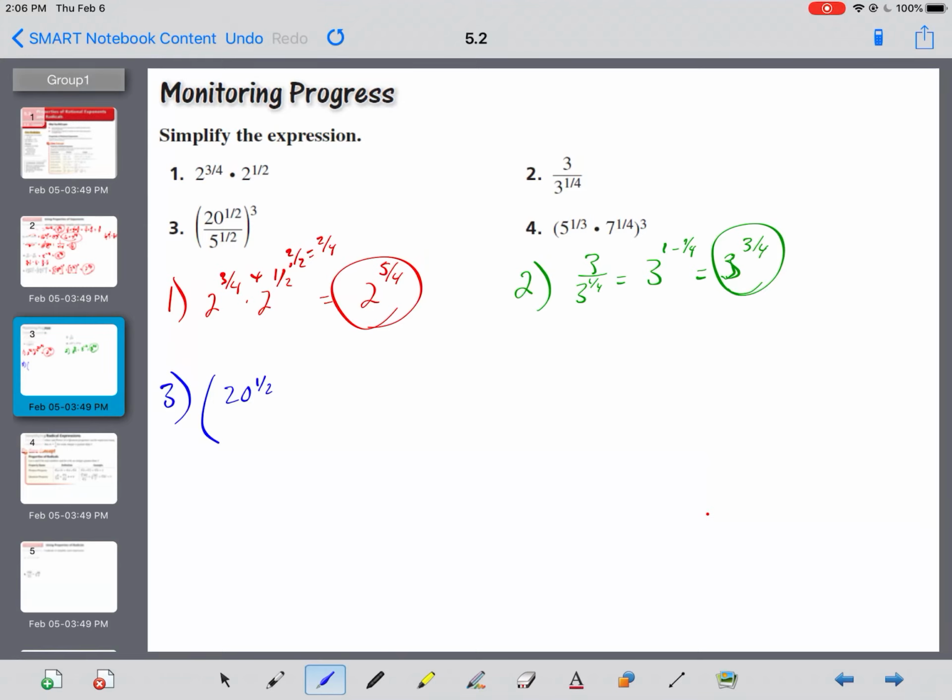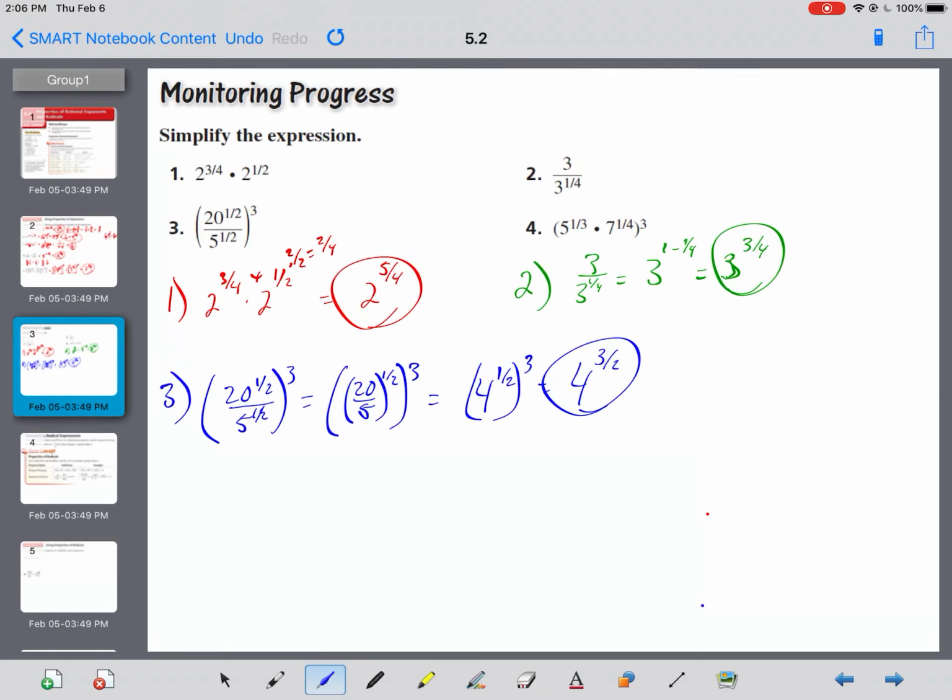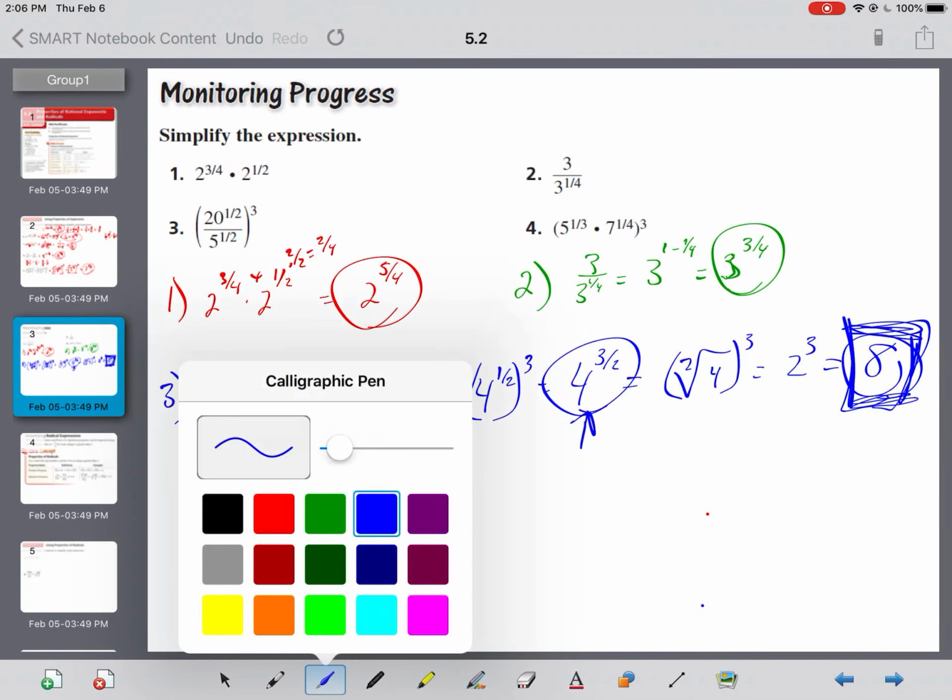Number 3. 20 to the 1/2 over 5 to the 1/2, all to the 3rd. I would make that 20 over 5, to the 1/2, to the 3rd, which becomes 4 to the 1/2 to the 3rd, which is 4 to the 3/2. Now we could take that a little further, because that could be the square root of 4 to the 3rd, which is 2 to the 3rd, which is 8. So be careful. Don't stop too early. Make sure you find the smallest, most simple answer.